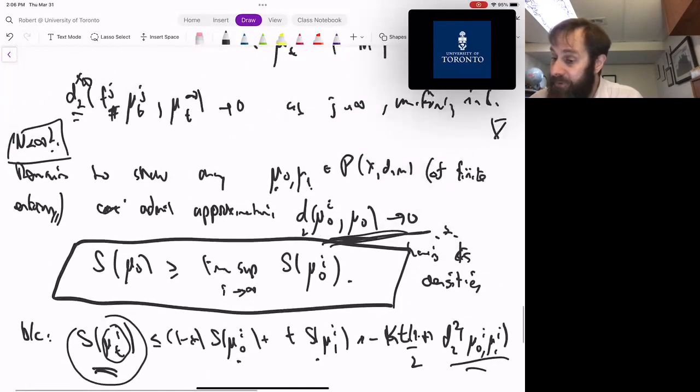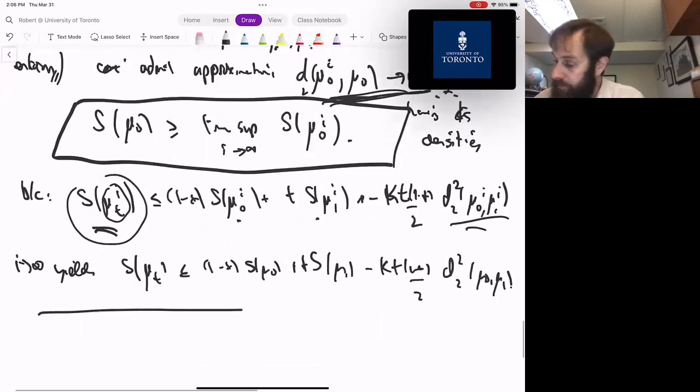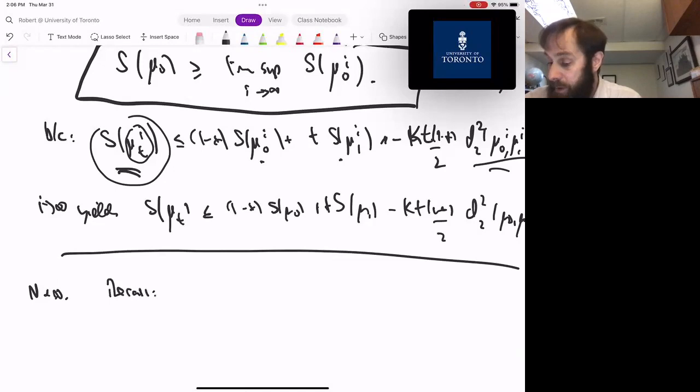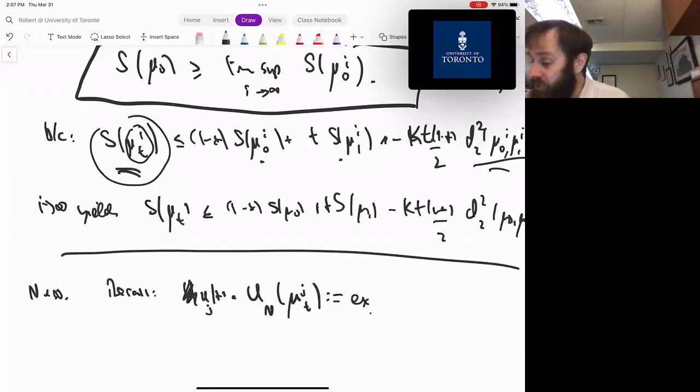Okay, so what happens when n is finite? Then, let me go back to the previous proof when n is finite. So then recall that let me set little u of t to be capital U of n of mu j t, which by definition is the exponential of minus 1 over n of the relative entropy.